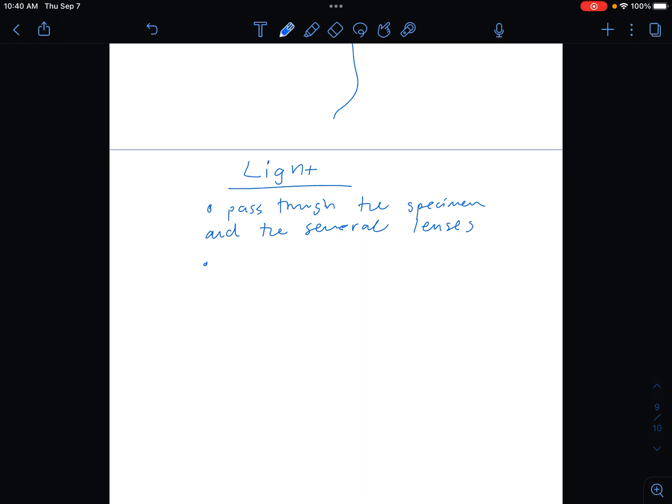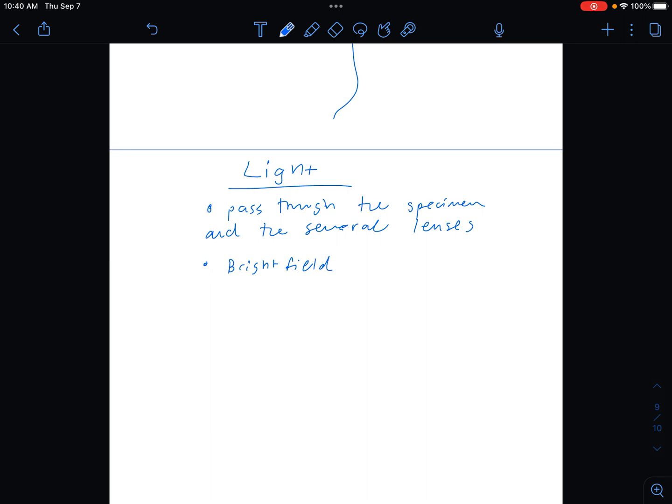Okay, so light microscopes. Let's just write light here. Let there be light, you know? Okay, so light will pass through the specimen and then through the several types of lenses that we have. And bright field is going to be the most common type.